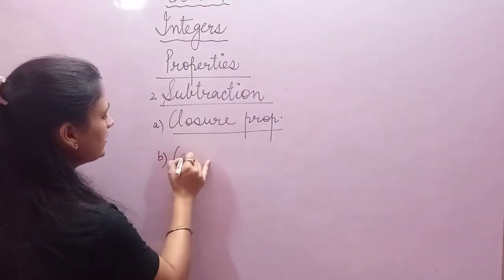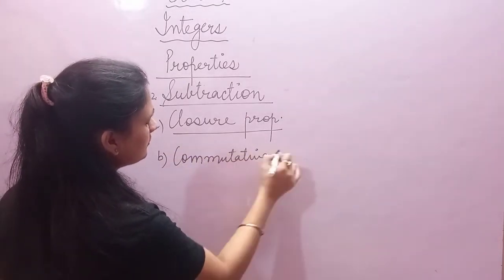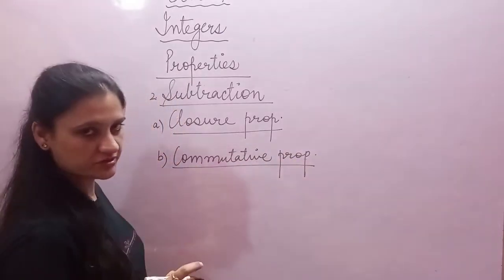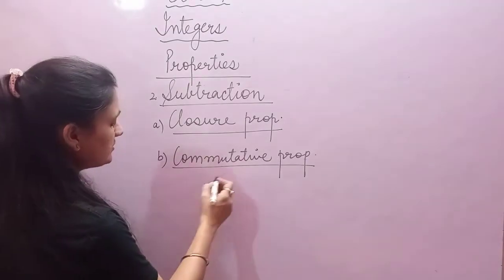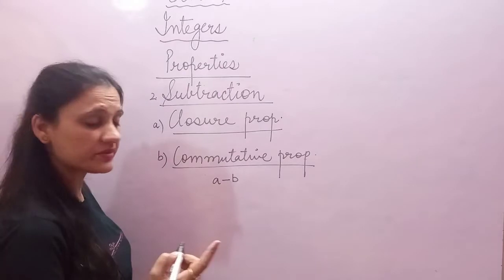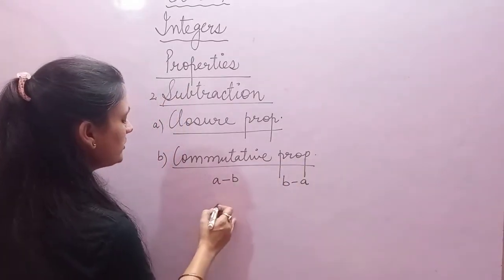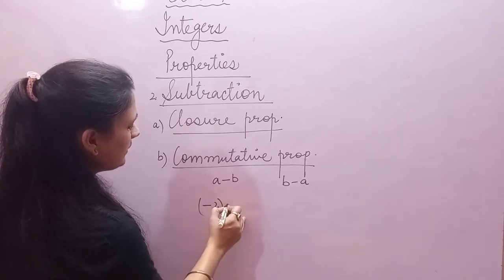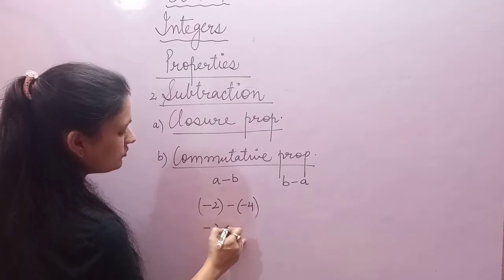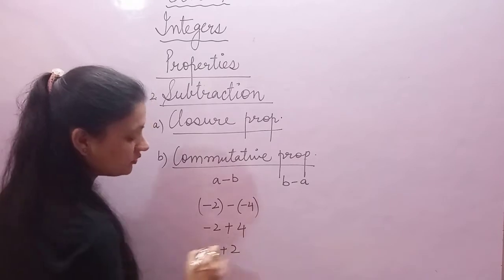Now commutative property. Commutative property of subtraction, we should say, right? So what does it mean? Let us see. Commutative property says if you change the order, the answer remains the same. Let us check. Suppose the two integers are -2 and -4 again. Let us subtract. -2 minus -4, here 2 we got, right?